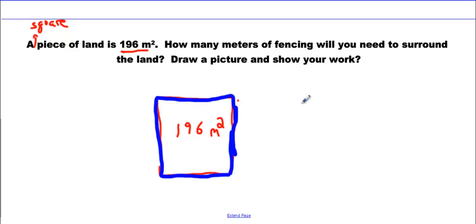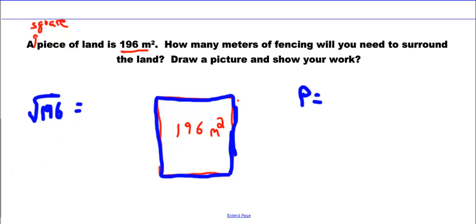So isn't that the perimeter? Perimeter, I'll just write P. And to get the perimeter, what do you have to do? You have to add up all the sides. Now you can use square roots to get, isn't that what a square root is? The length of a side? So we're going to take the square root of 196.